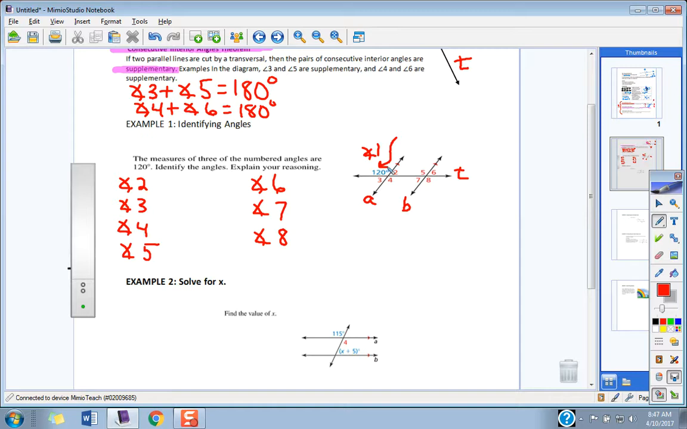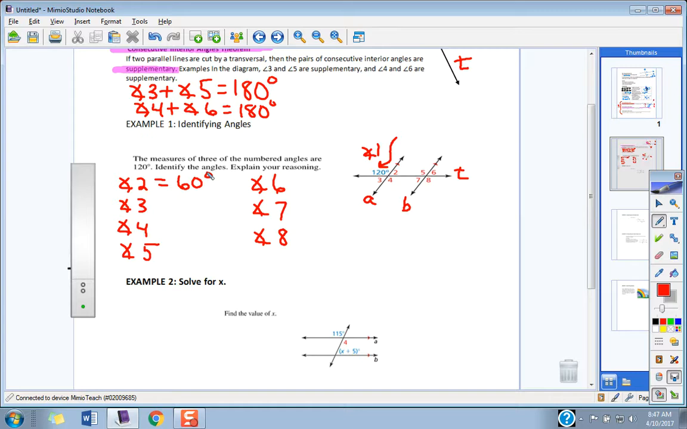60. Why is it 60? Because it would go from 80. They would add to 180. They're supplementary, right? They're a linear pair. Stuff that we've had here. So angle 2 has to be 60 degrees. Good. How about angle 3?